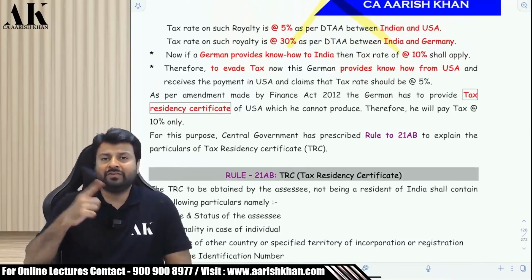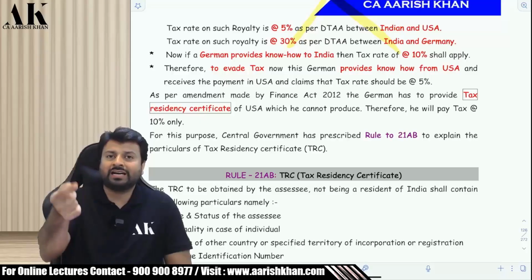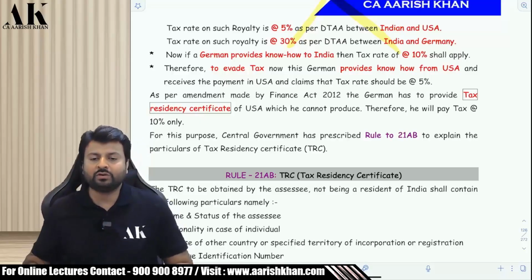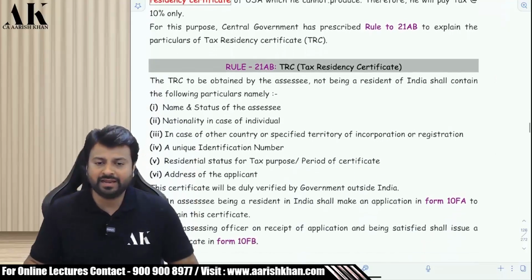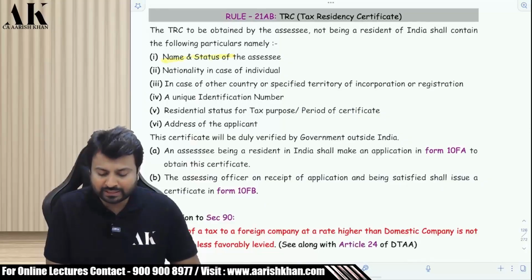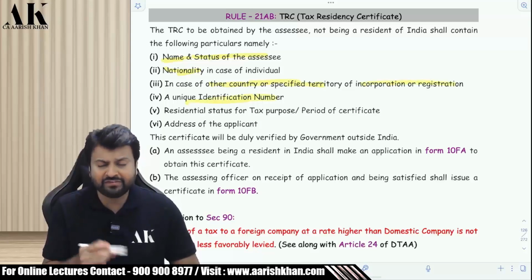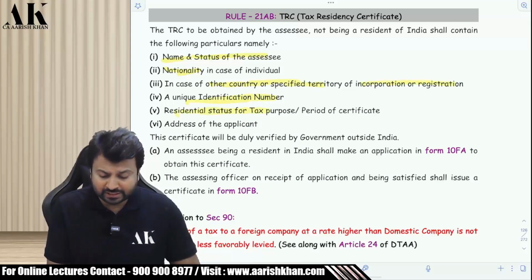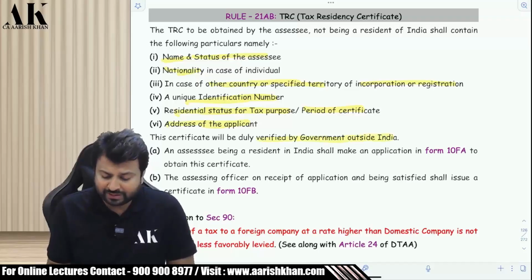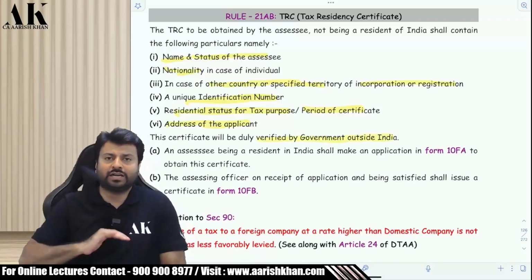Whenever you have to give the benefit of DTAA to any person, you have to ask the other person to produce the tax residency certificate of that country. Then only are we going to give you the benefit of DTAA. The tax residency certificate should contain which data? It should contain the name and the status of the assessee, the nationality of the assessee, the country or specified territory where the assessee is registered, a unique identification number like a PAN number, residential status for tax purposes, the period of the certificate, and the address of the applicant. The certificate will be duly verified by the government outside India and they will issue that certificate to us.